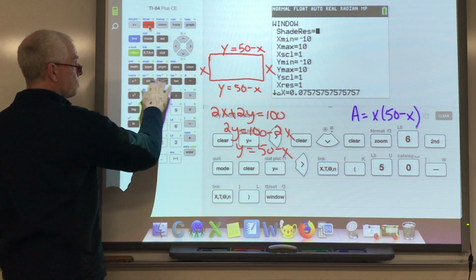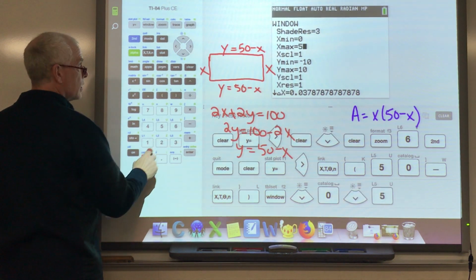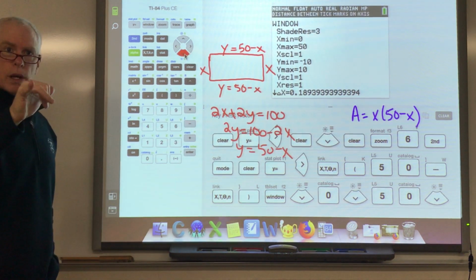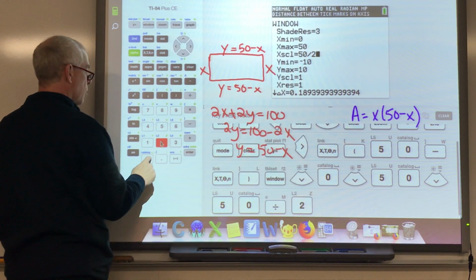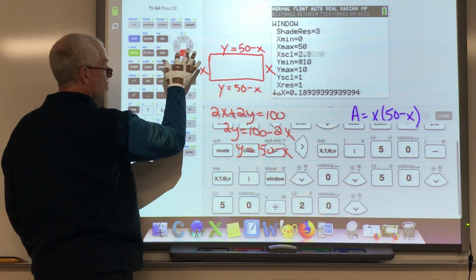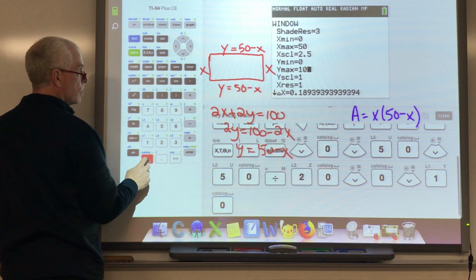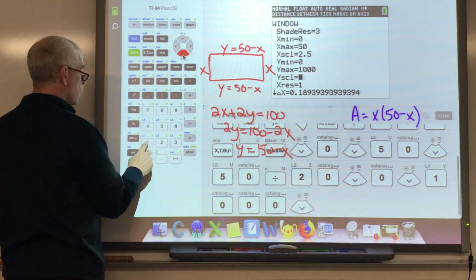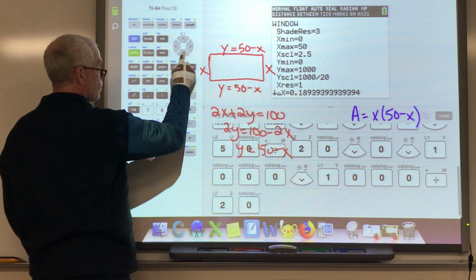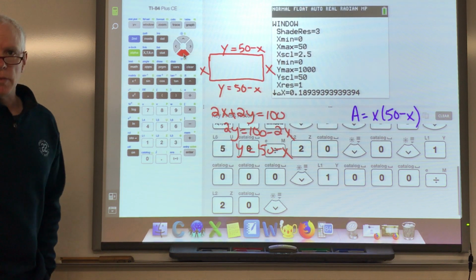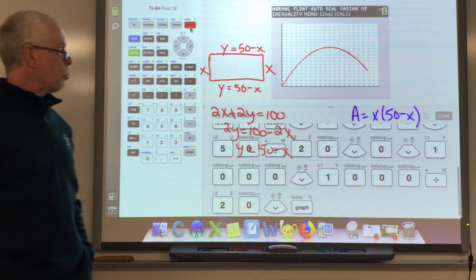So I'm going to go into my window. We said our x minimum would be 0 and our x maximum would be 50. And then I'd like to go 20 wide on the screen. So right now it's 50 wide, so I'm going to go 50 divided by 20. Okay, going on to the next one. 0 for an area all the way out to 1,000. And so then we'll go 1,000 divided by 20. Okay, and so that's how I'd like the window to be set up. That being said, I'm going to graph it. Okay, and we're going to get a parabola.